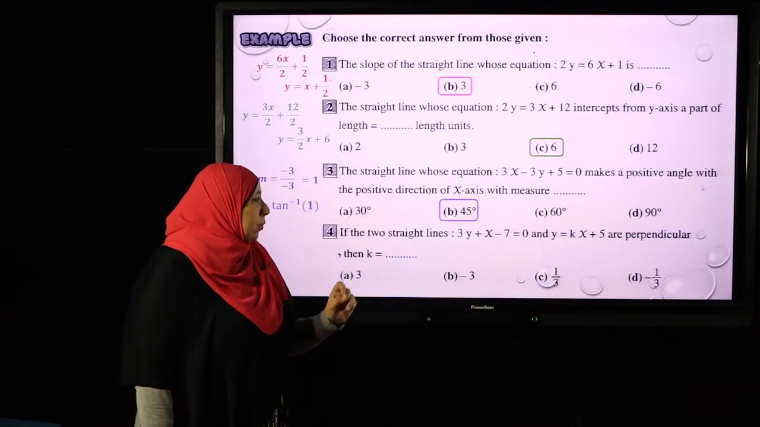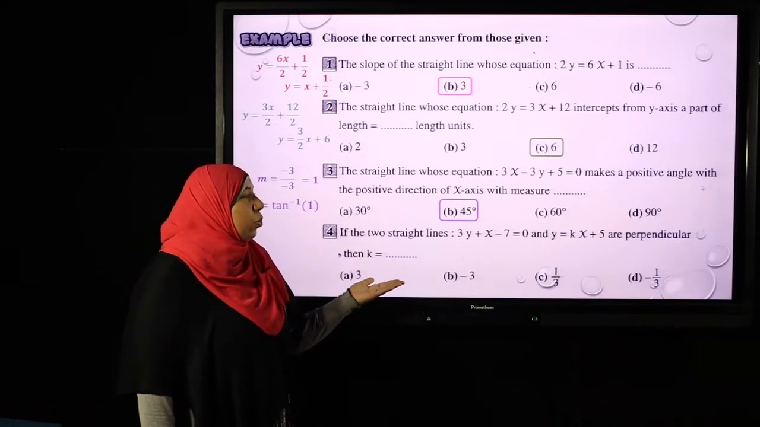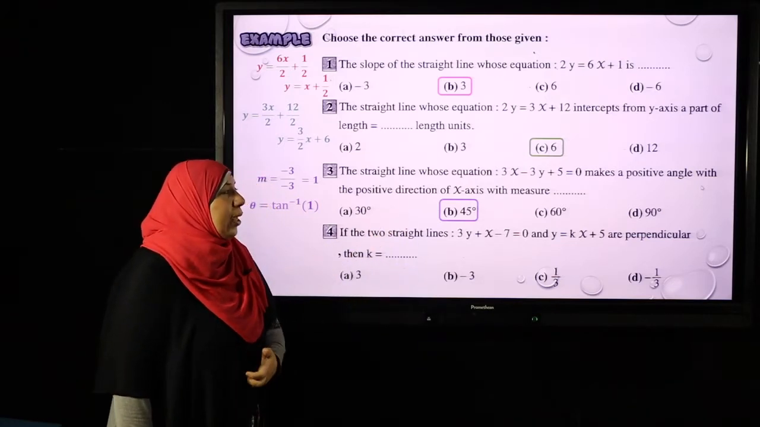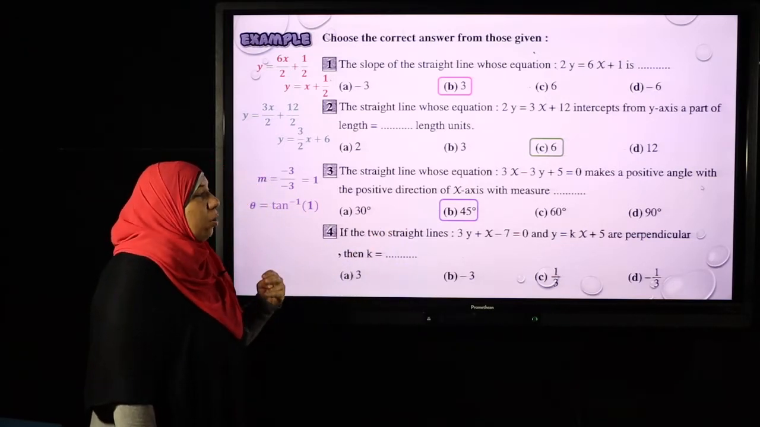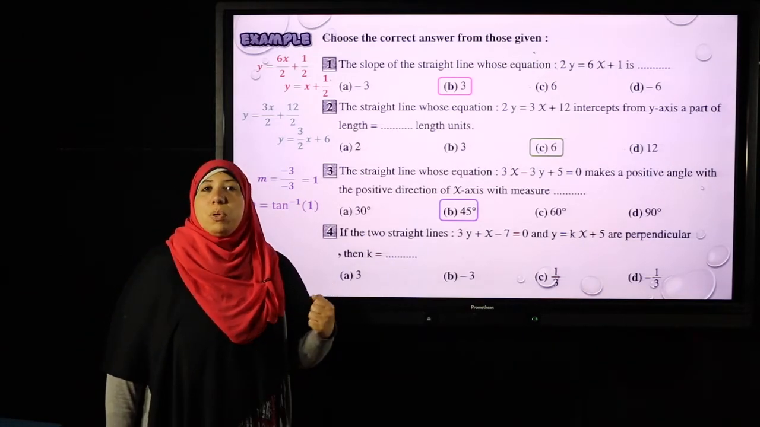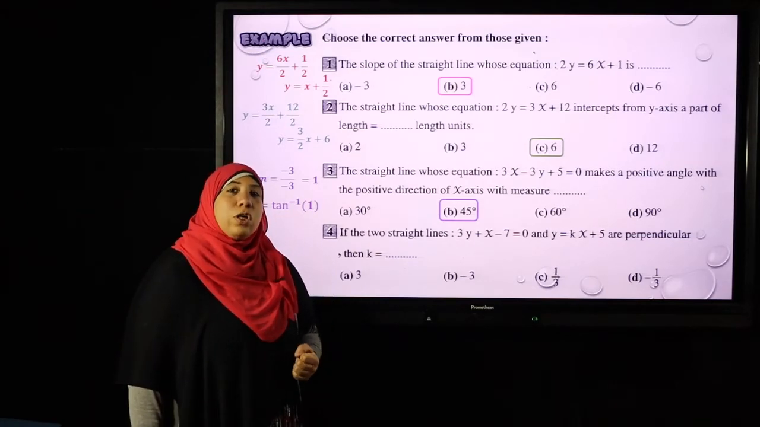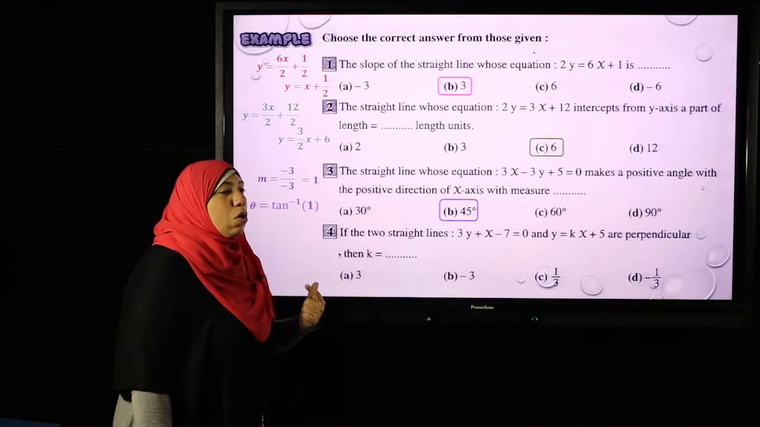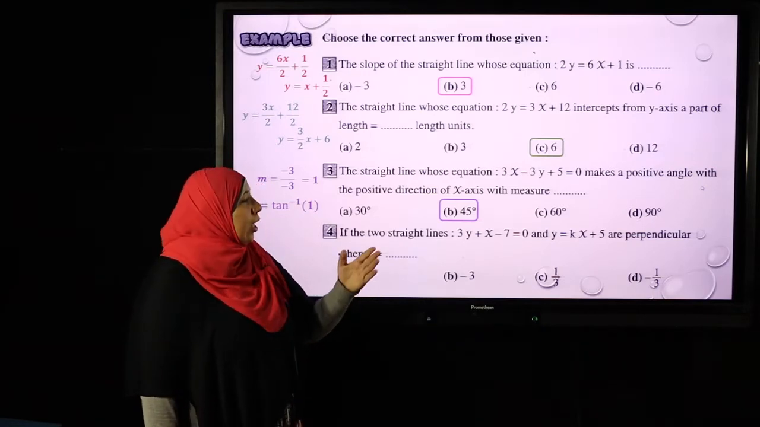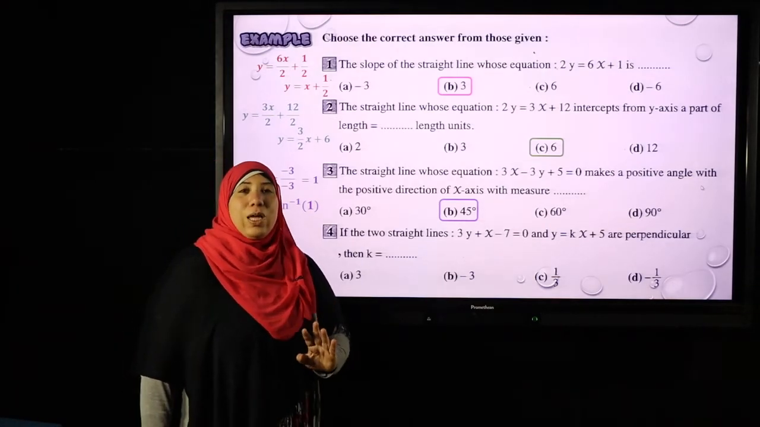Number 4, if the two straight lines 3y plus x minus 7 equals 0 and y equals kx plus 5 are perpendicular, find k. We said in the slope, for perpendicular straight lines, m1 times m2 equals negative 1. So perpendicular or parallel lines depend on the slope of the straight line.